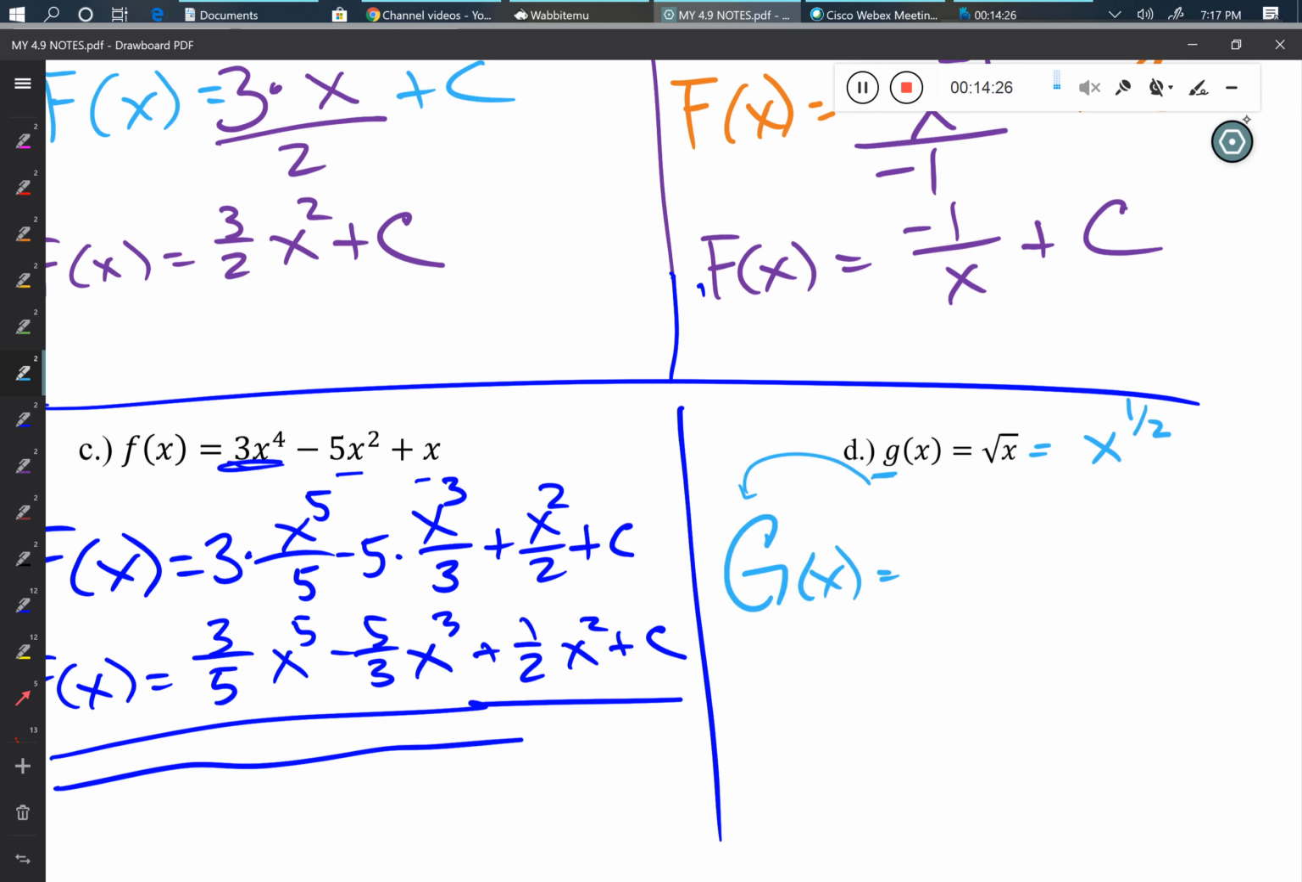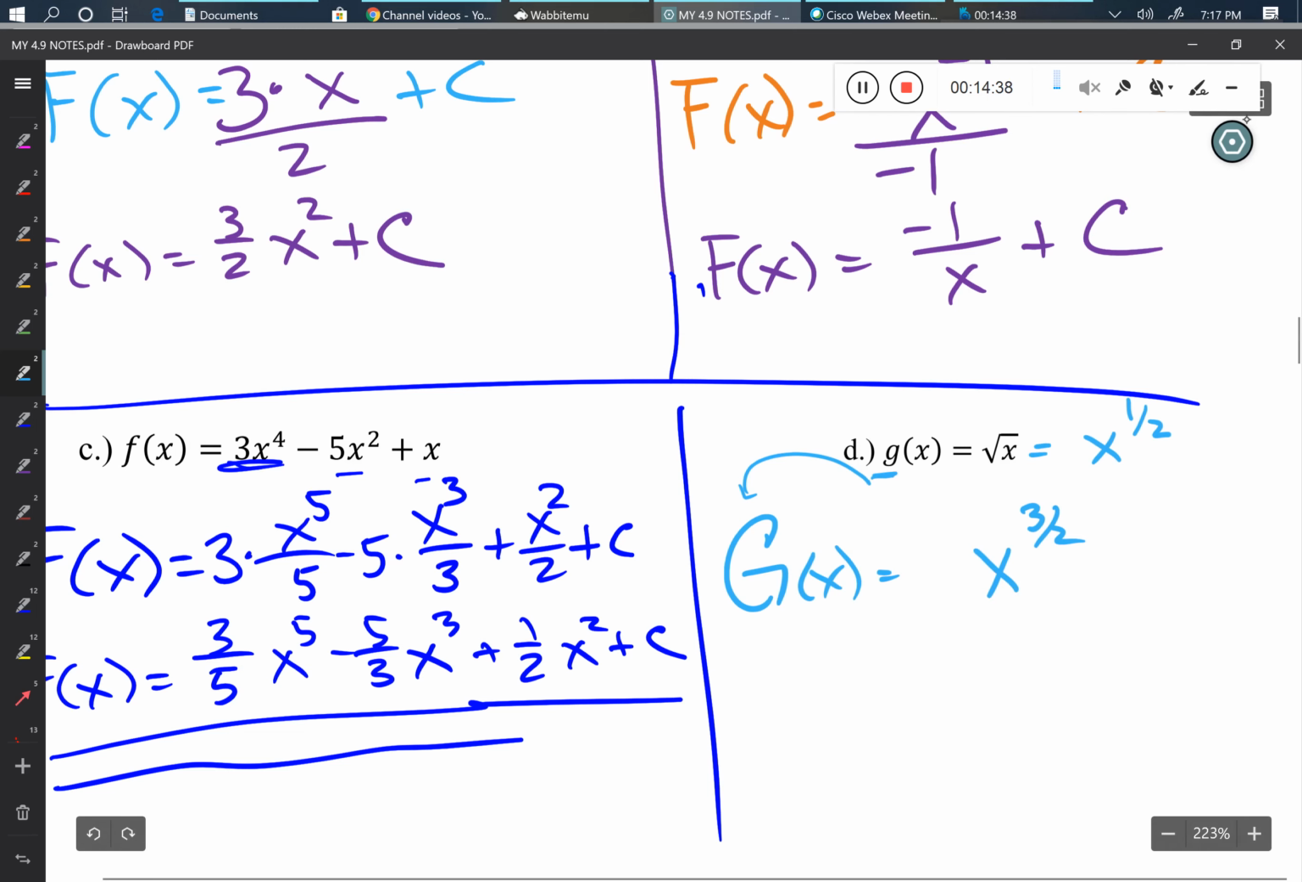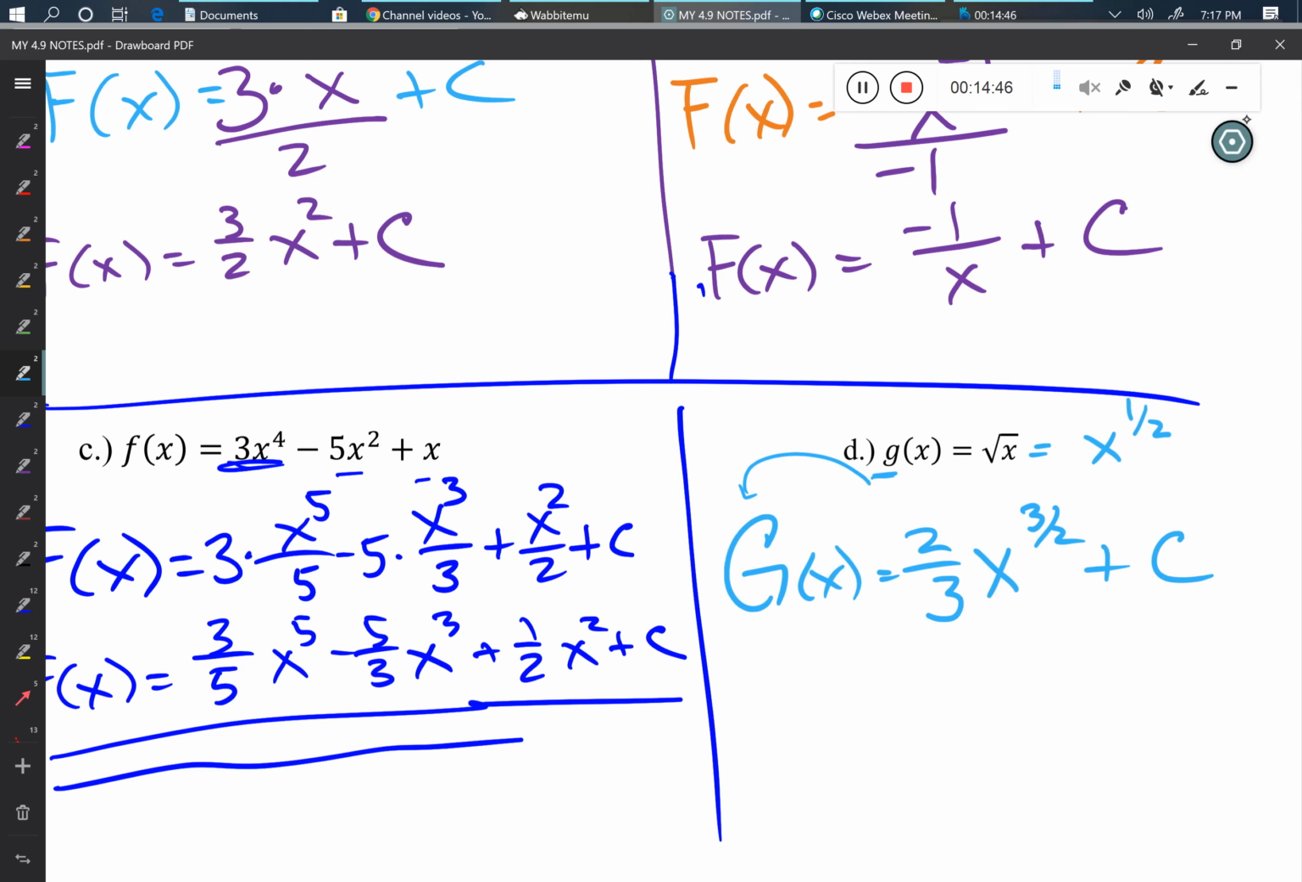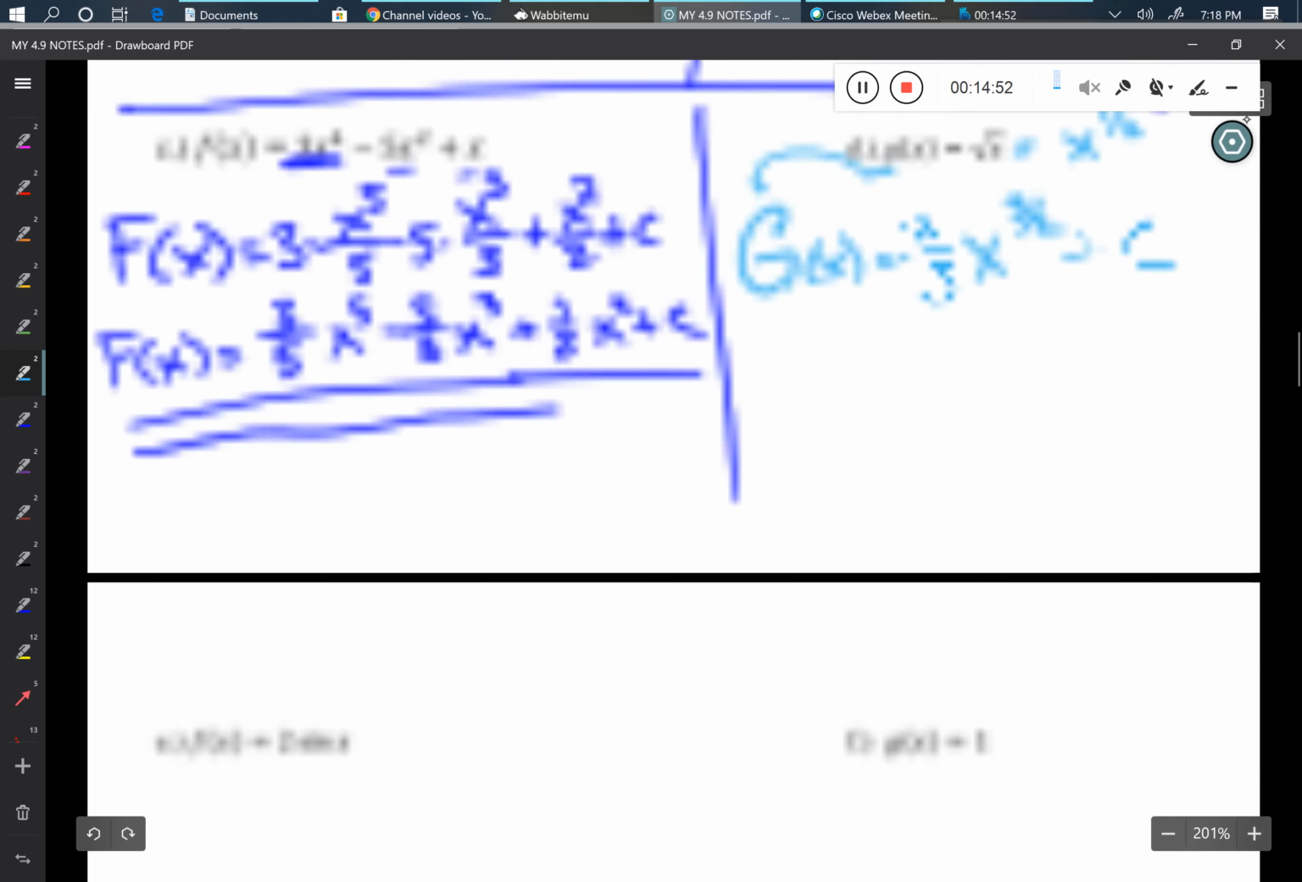All right. So the rule says add 1 to the exponent. So 1/2 plus 1 is going to give me 3/2. And then I should divide by 3/2, but that's just weird to write it like that. So I'm just going to do the math in my head and say dividing by 3/2 is multiplying by 2/3. And of course, I'm going to put a plus c on the end because we are always adding the plus c to get it to be the most general, not just a particular, but the most general antiderivative.